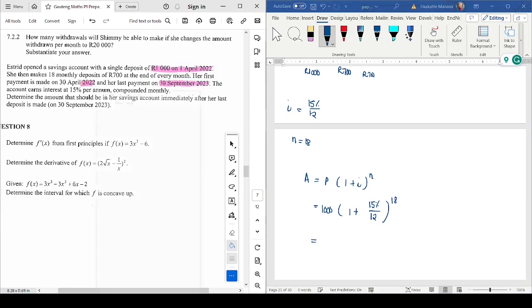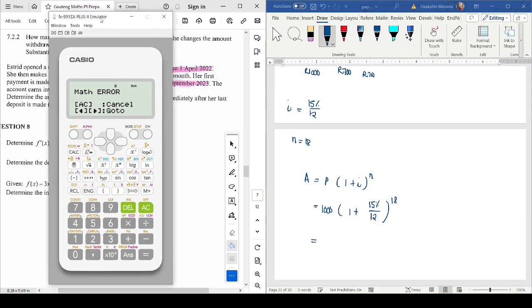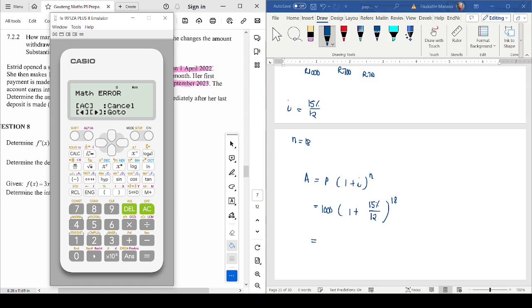Okay, calculator. Okay, so we have 1,000, 1 plus 15% divided by 12 to the power 18. So that amount is 1,250. I would suggest that you save it. 1,250.58 cents. So shift store. I'm going to put that as A.